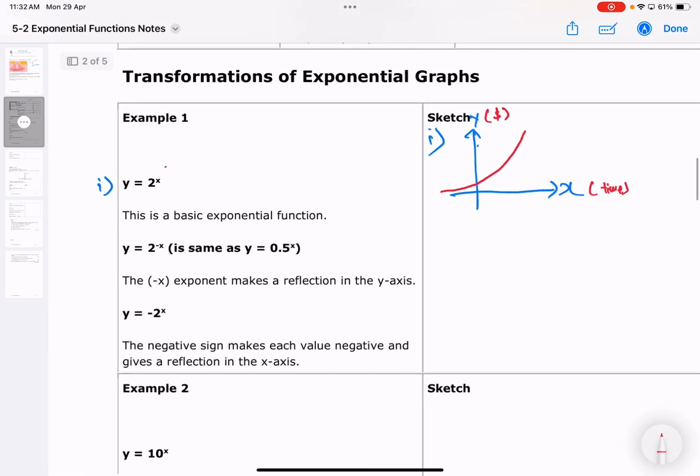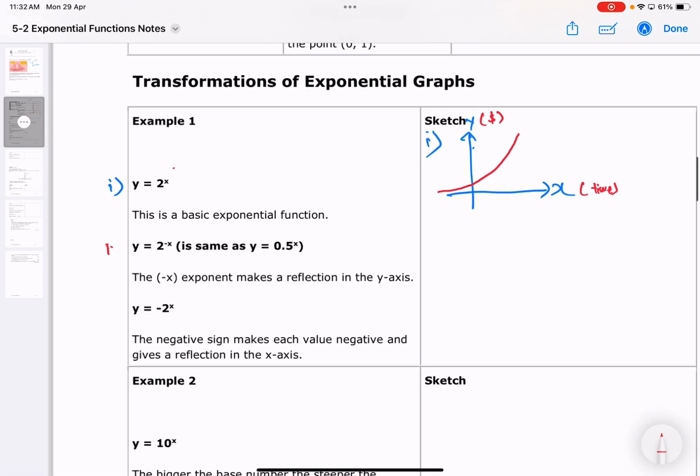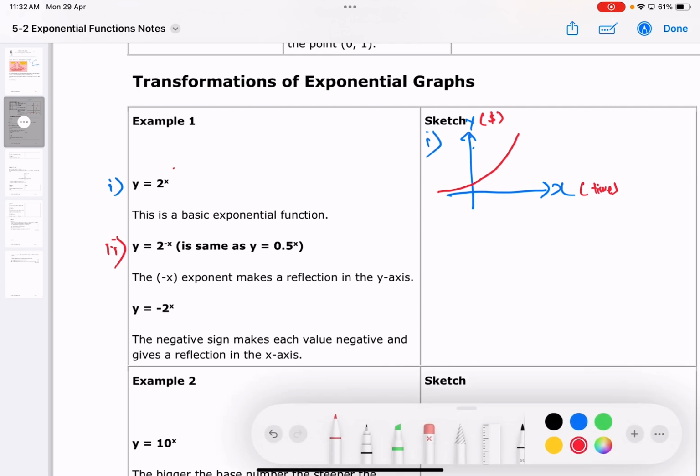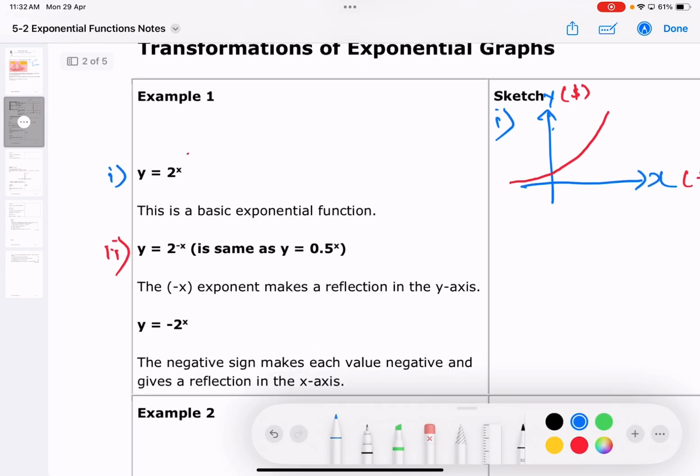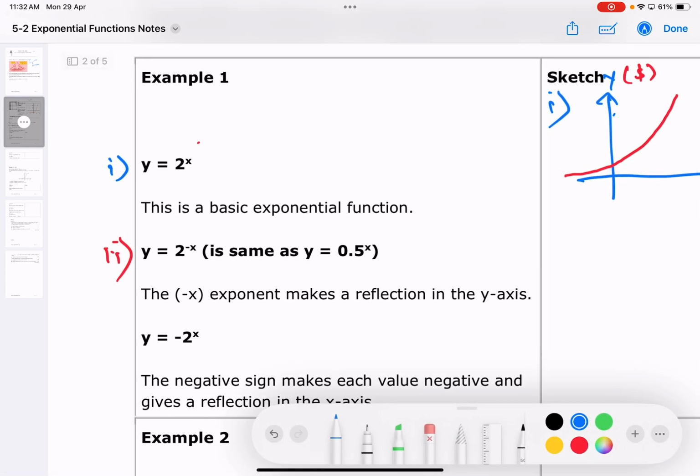The next one. This is part 2. Can you write this as part 2? Let's draw it out. How does this look like? Now, I need you to know that when you have a negative X over here, we can actually express this. We learn in indices, right? We can actually rewrite this whole thing as this.